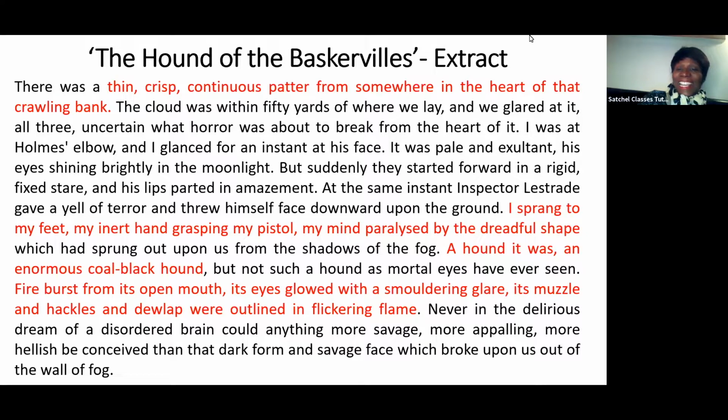And he says that he saw a dreadful shape, the hound, enormous, coal black, fire from his mouth, glowing eyes, smouldering and flickering flame. So all of this language is linked with fire: coal, fire, smouldering, flickering flame.